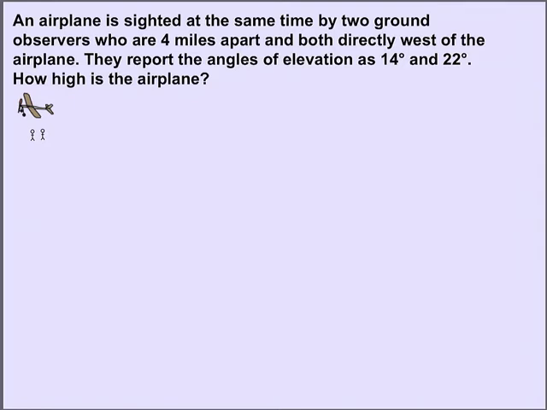Okay. An airplane is sighted at the same time. Airplane in the air. Sighted at the same time by two ground observers who are 4 miles apart and both west of the airplane. So these guys are 4 miles apart. So I'm going to draw that connection between the two of them. They are 4 miles apart. I will label that right away as 4. Might as well give them names. I'll give those points names anyway, A and B. And they both see the airplane at the same time.